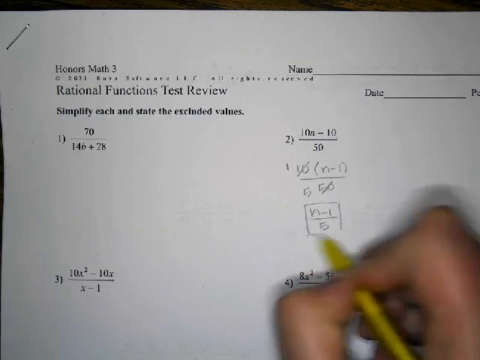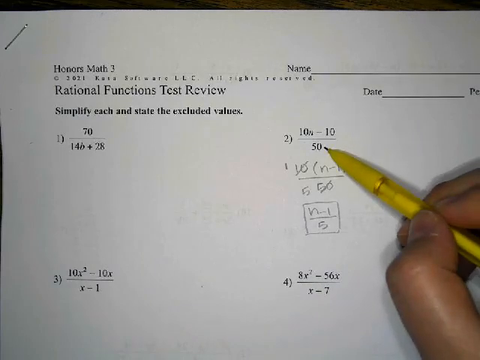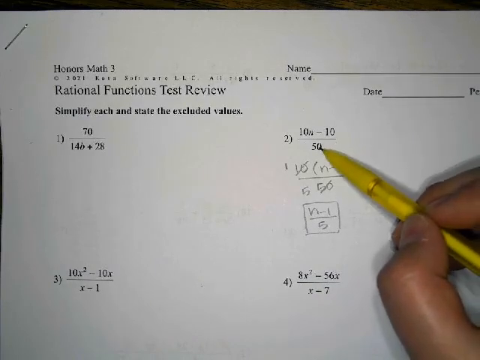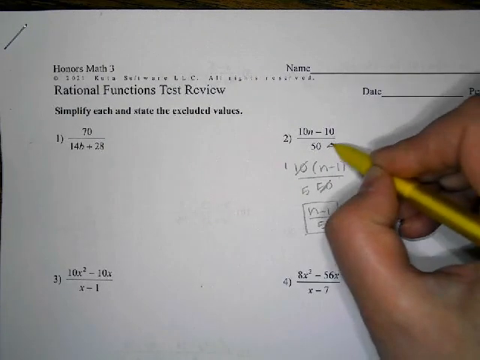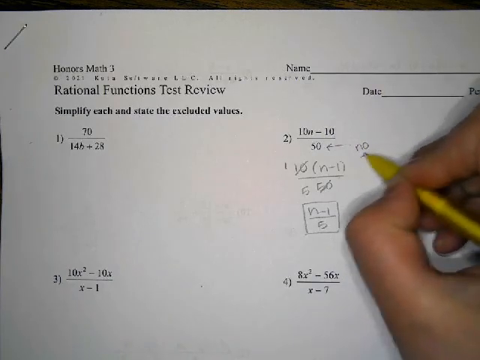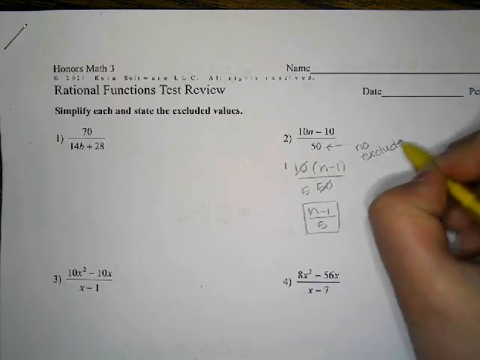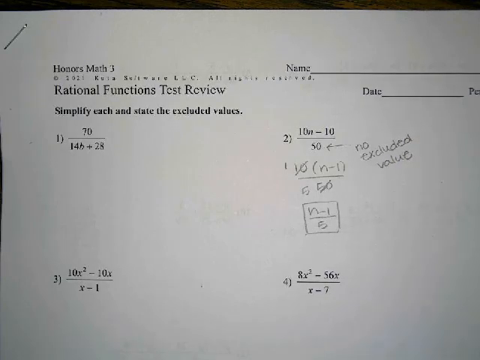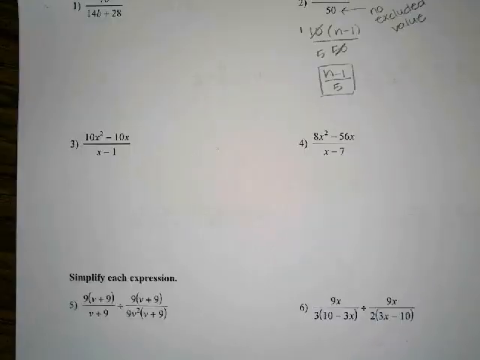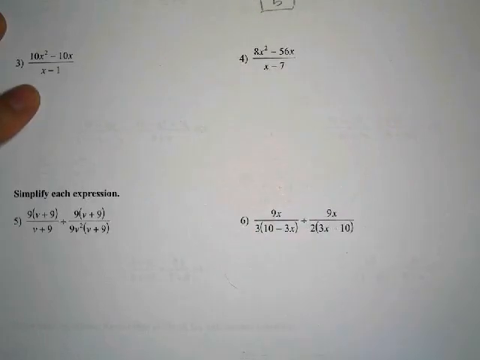The question that I often get from students is, how do you find an excluded value in the denominator if there's no variable down there? And the answer is there isn't one. So there is no excluded value in the denominator, and that's because there's no variable to plug a number in for. So the bottom would never become 0. So just a reminder, excluded values are values that would make the denominator equal 0, and that would never happen in number 2.